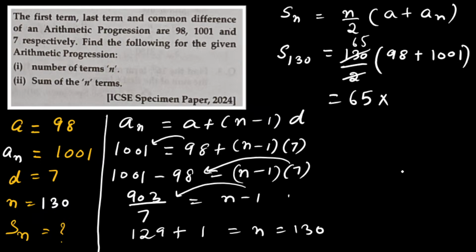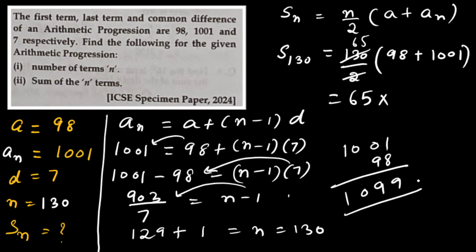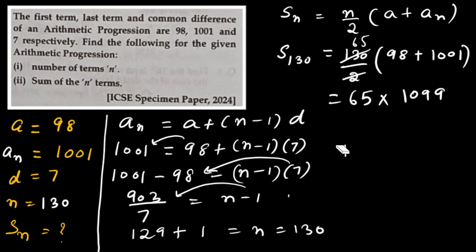65 into, if we add these two, what will we get? What will we get by adding these two? 1099. Is it correct? So after multiplying, Aditya has given the answer. I want some other students to give answer. So Sn is 71435. So 71,435. So this is the formula of Sn.